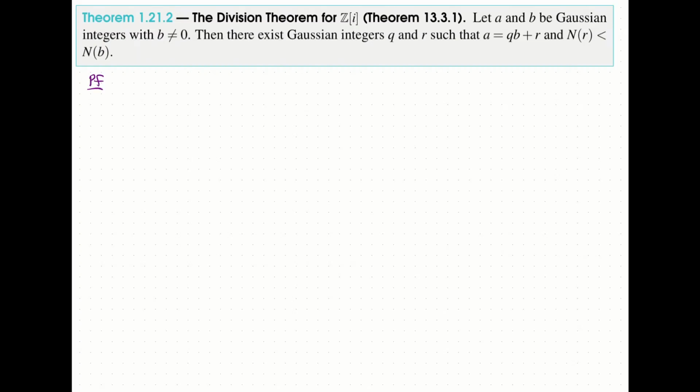So we have the following. We're going to go ahead and let z equal a over b. So by the lemma we just proved, we know that there exists some Gaussian integer q such that the modulus of z minus q is at most root 2 over 2. So we have this here.